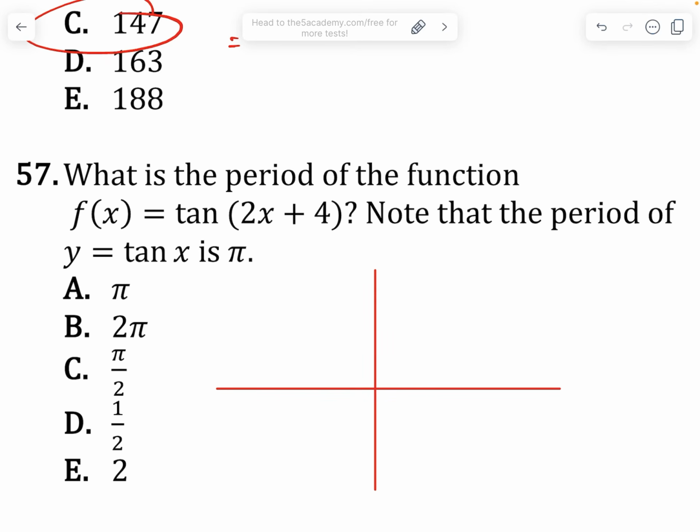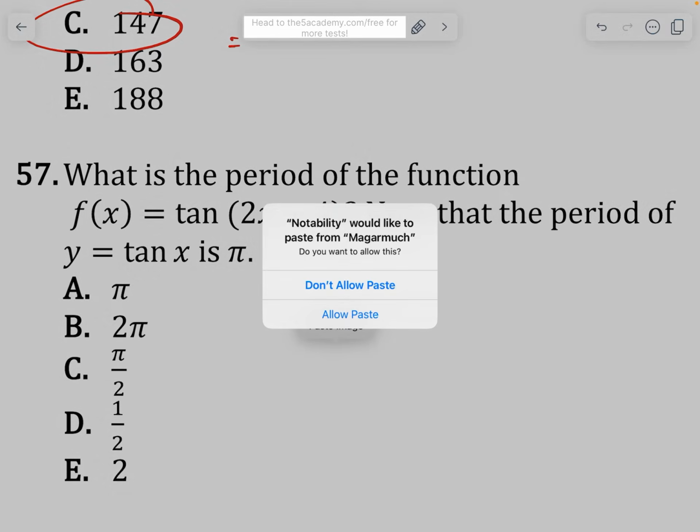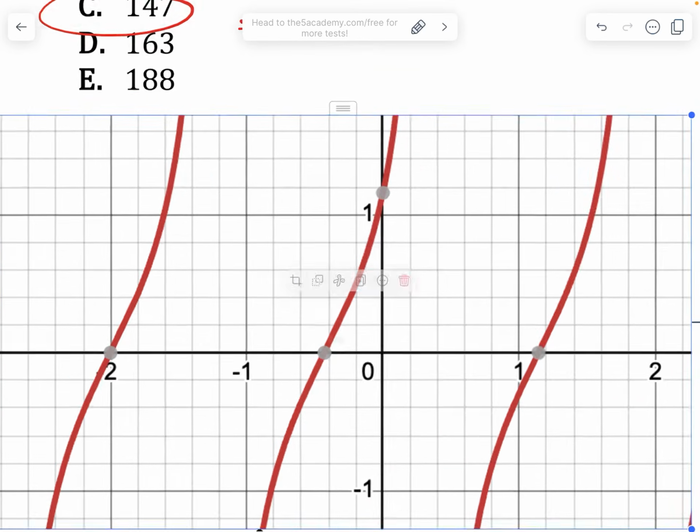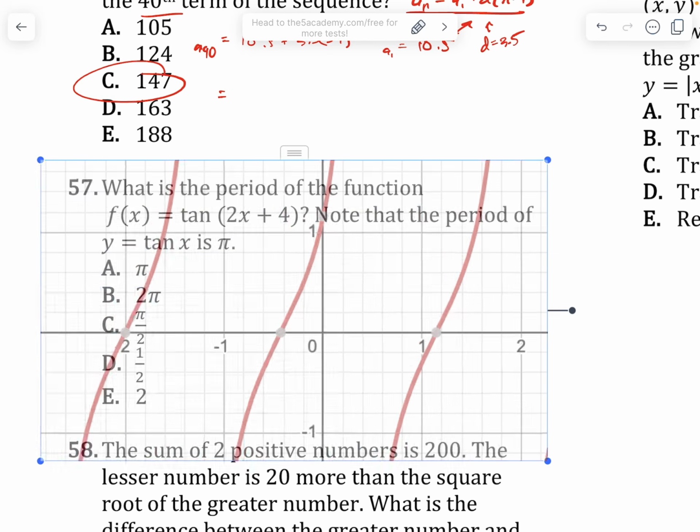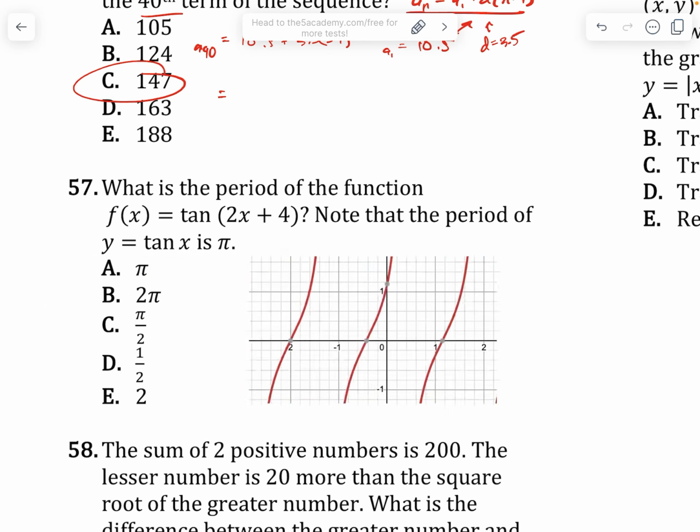Okay, so y equals tan of 2x plus 4. I'm going to give you a screenshot of what I'm graphing as well, just so we can make this interactive. Okay, here we go. I don't even need to graph it myself. I'll just show you what I'm seeing on the graphing calculator.